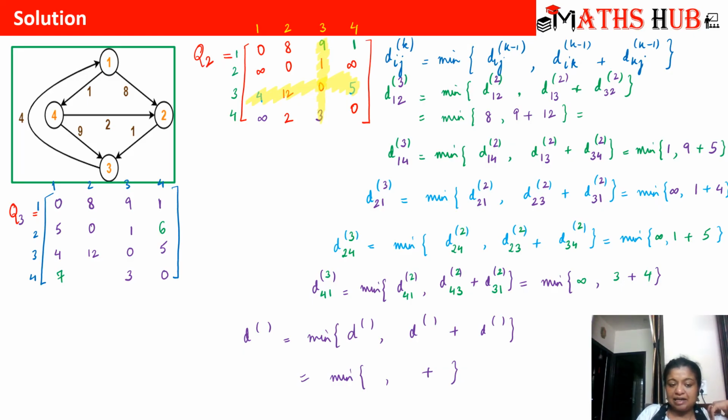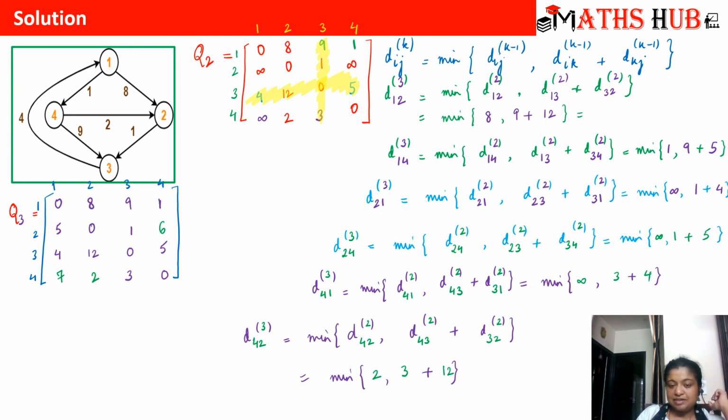Right? And let us calculate the last one, that is D42 in the weighted matrix 3. So it is D42 in the matrix 2, D43 in the matrix 2 plus D32 in the matrix 2. How much is D42? D42 is 2, D43 is 3, D32 is 12. So your entry becomes 2 over here. Right? Now, can we further improve it? Yes, we can further improve it.